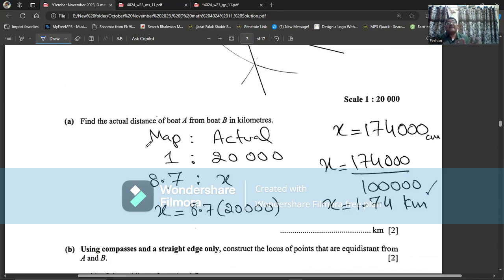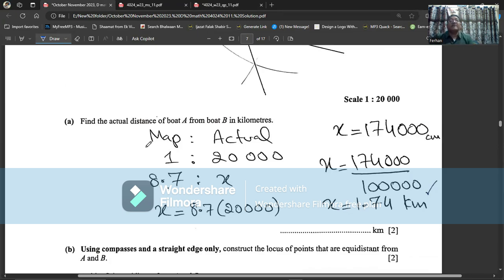So 1 represents 20,000. We have an 8.7 centimeter long length. So how much will this be in actual? I'm using the method of proportionality. So x will be equal to 8.7 multiplied by 20,000, and that will be 174,000 centimeter. We have to give the answer in kilometer.